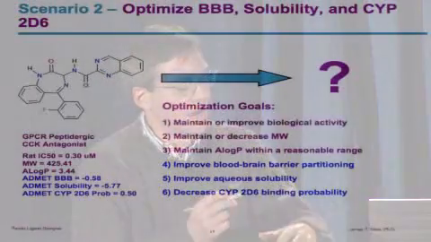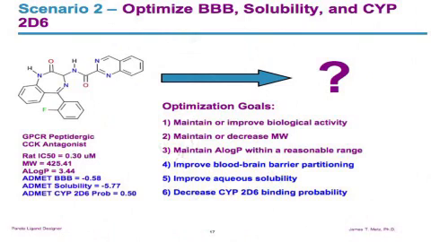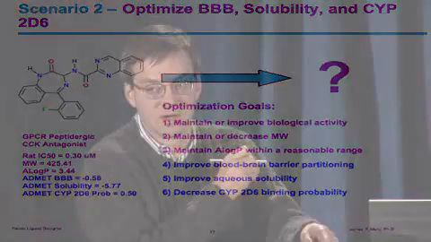So here's a case where I've extended the optimization to another property. We still are trying to improve the blood-brain barrier partitioning, improve the solubility, but this compound also has a predicted CYP2D6 probability of 0.50. What this means is that there's a 50% probability that this compound will be a CYP2D6 inhibitor. And you don't want that, because if you have compounds that are inhibitors of cytochromes, that can cause drug-drug interactions. So you want to reduce the probability that the compound would be a CYP inhibitor.